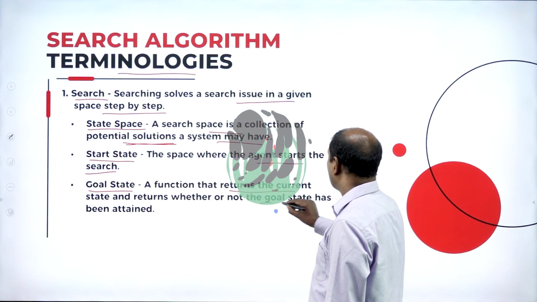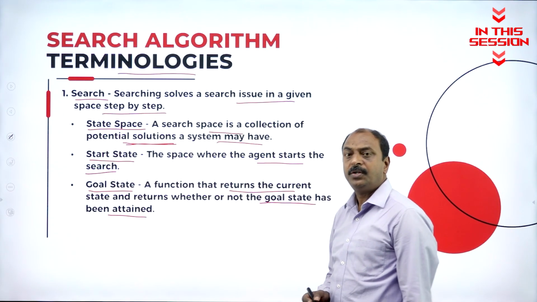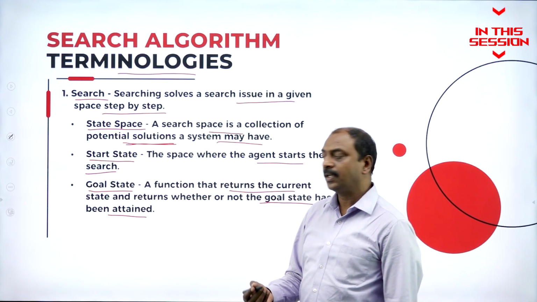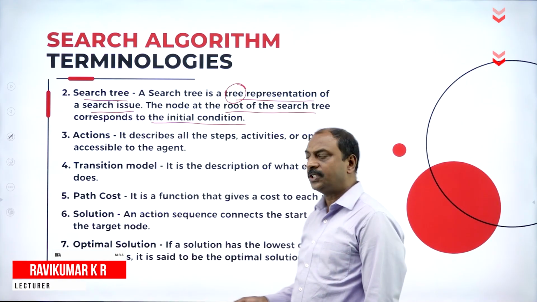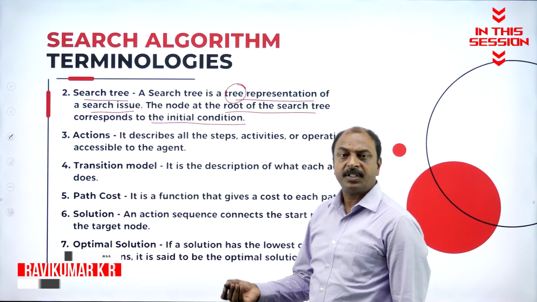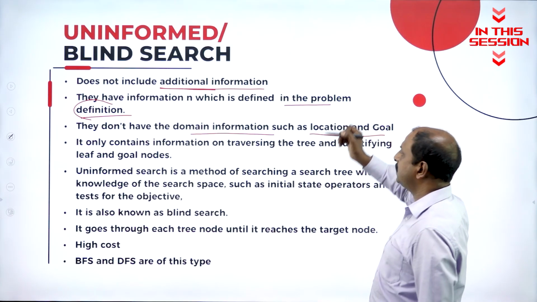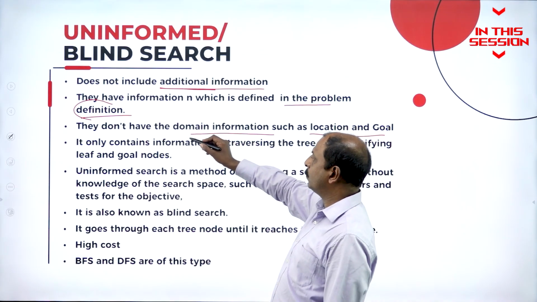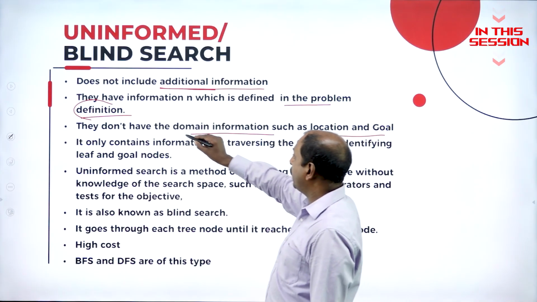Whether or not the goal state has been attained. So it is a state to represent whether the goal has been reached or not. Tree and graphs are examples of non-linear data structures, and in a tree all the elements we represent in the form of nodes. Additional information required for this particular goal. Those informations are missing, or they don't have those types of information, or we say domain information.